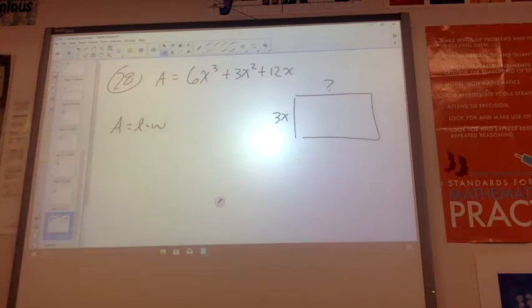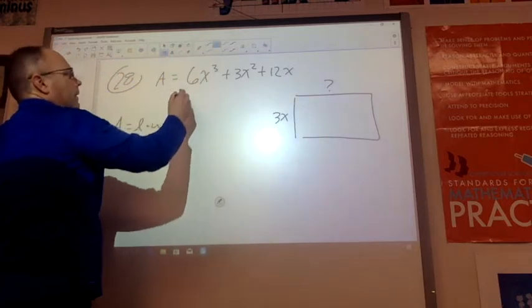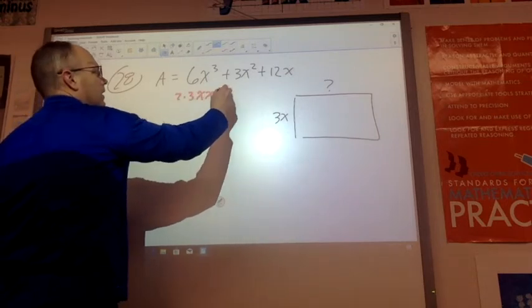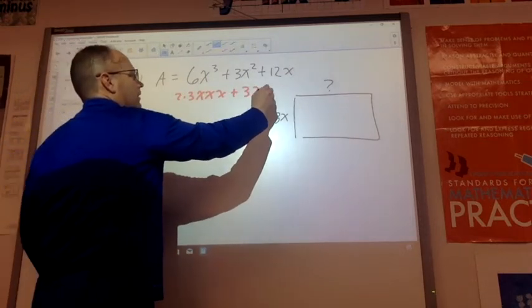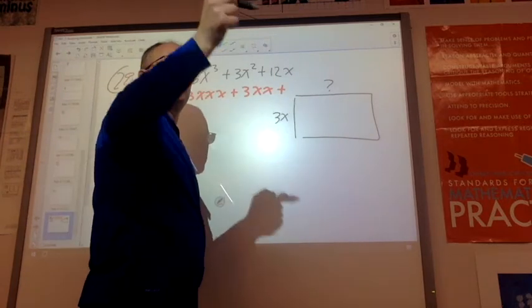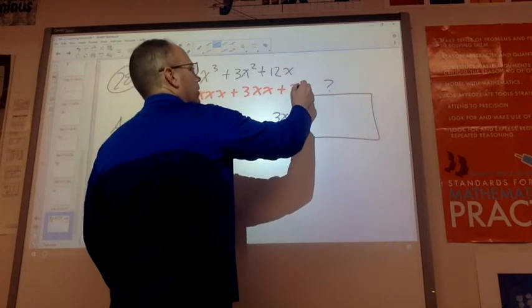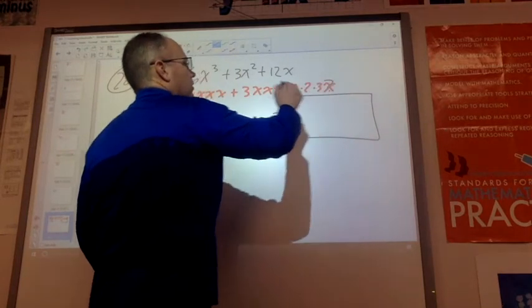Okay. So we have to approach this maybe by looking for a greatest common factor amongst our area equation. What do you think? So if I break this up, this is 2 times 3 times x, and then this is just 3x and x, and then 12 is 2 times 6, and 6 is 2 times 3, right? And then there's an x there.